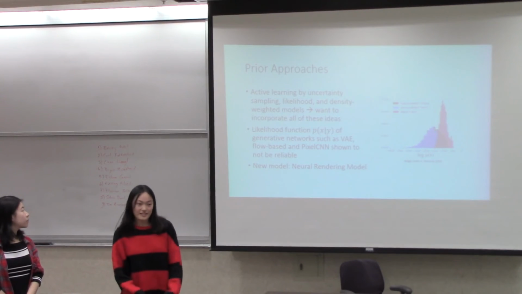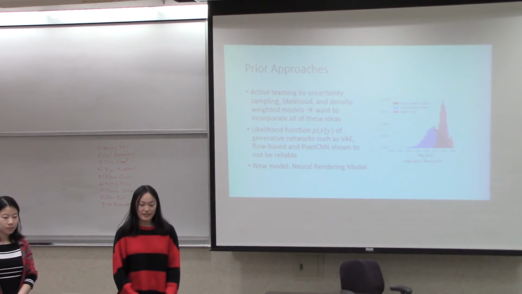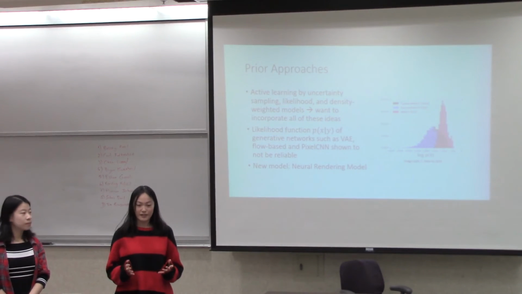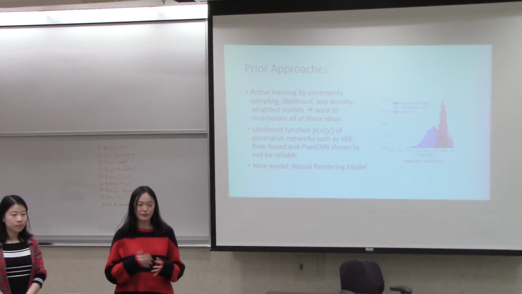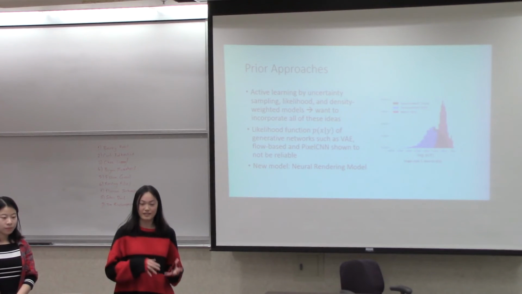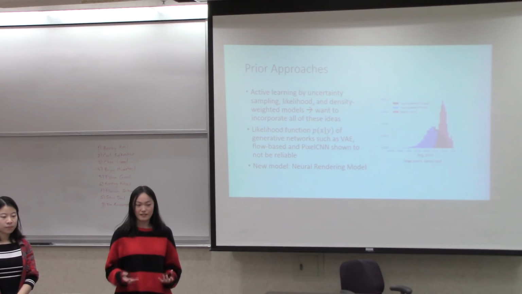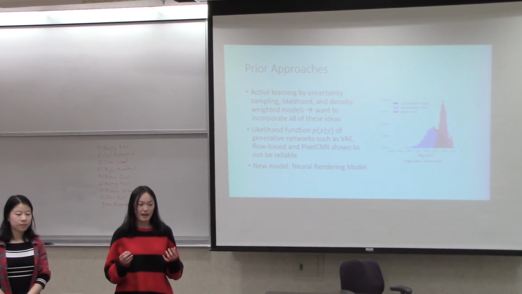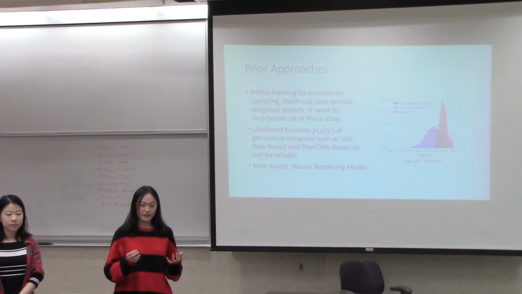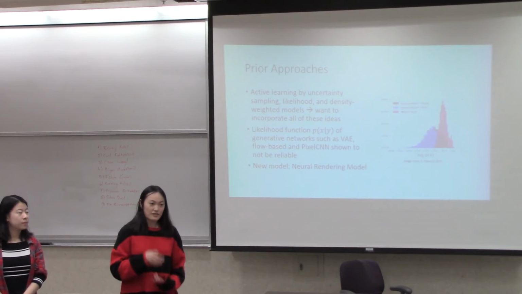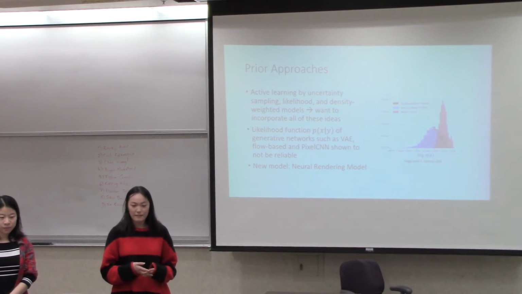Prior approaches: previously we've seen active learning using uncertainty sampling, likelihood and density weighted models. Uncertainty sampling is better for refining classification boundaries, while likelihood is good for finding new classifications within the data. Density weighted models basically take those two previous approaches and also weight them by how representative the unlabeled data is in the unlabeled pool. This is usually measured using similarity.